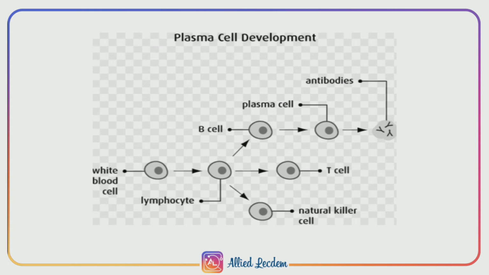Plasma cell development. It is the diagrammatic representation of development of plasmocyte. From white blood cell, the lymphocyte arises and is classified as B cell, T cell and natural killer cell. And here the B cell especially develops into a plasma cell which produces antibodies against the antigen.